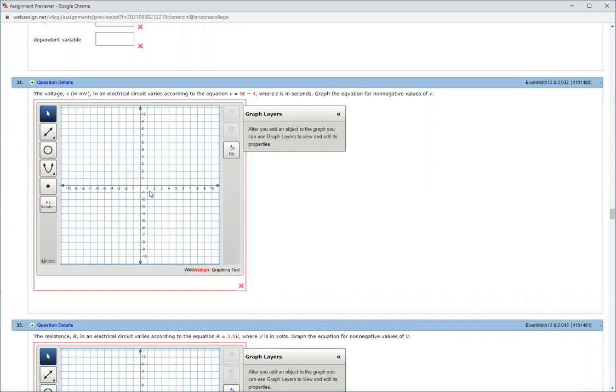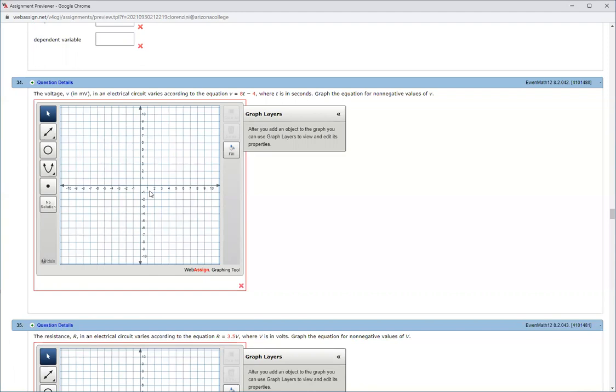Let's take a look at number 34. The voltage V in an electrical circuit varies according to the equation V is equal to 8t minus 4, where t is in seconds. Graph the equation for non-negative values of V. So this one's a little bit tricky. Here's why it's a little bit tricky. It gives us a condition in the problem. The values of V must be non-negative.